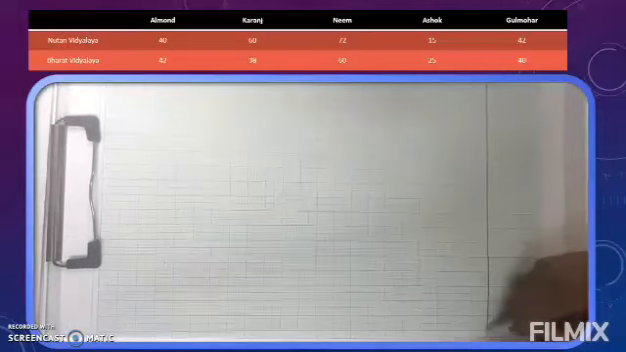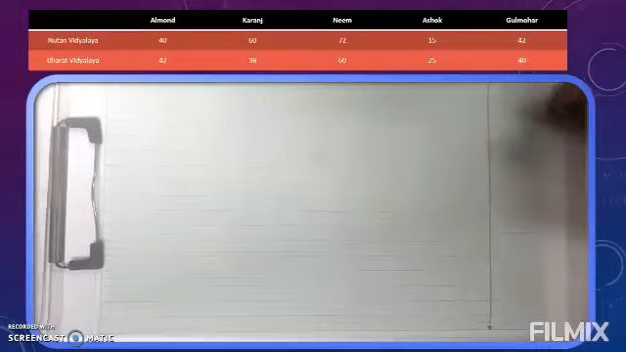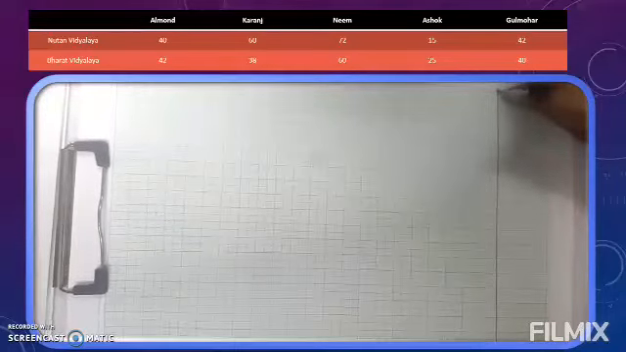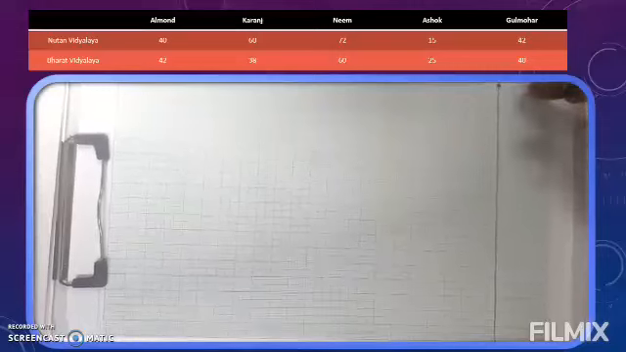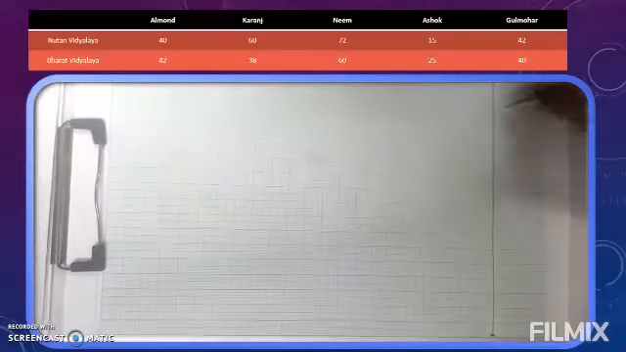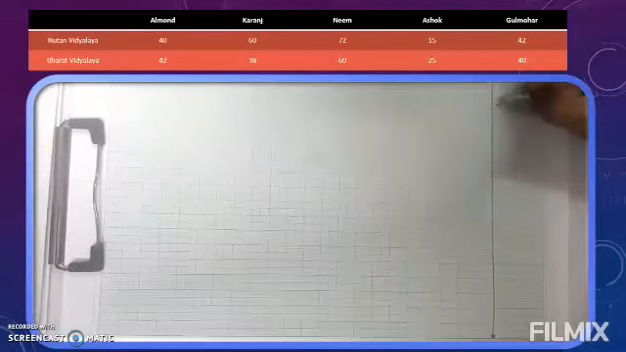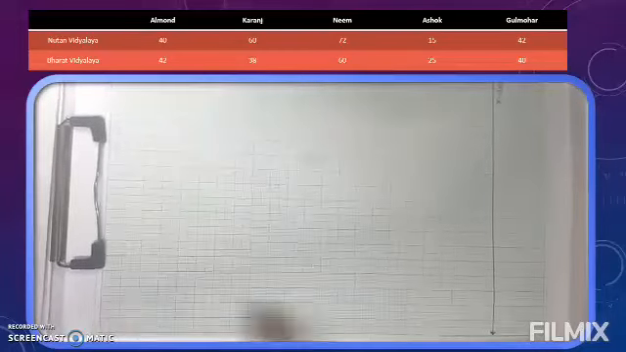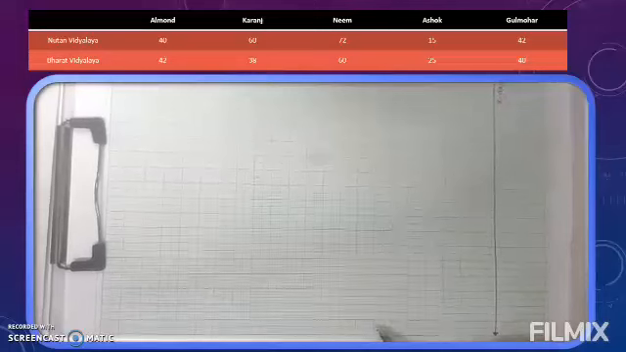Clear? As it is the line, so we will give arrow on both the sides. So here also I am giving arrow. Now this horizontal line is nothing but x-axis. So here I will label it as x-axis. Now we'll draw the vertical line. Same way we will do.